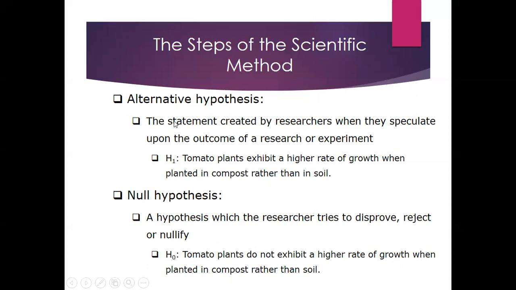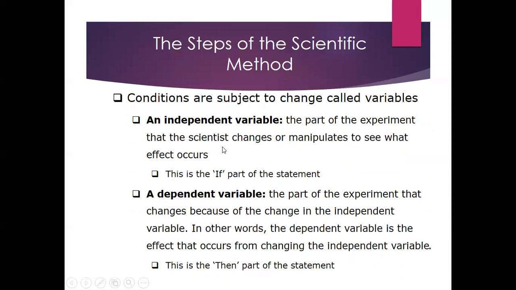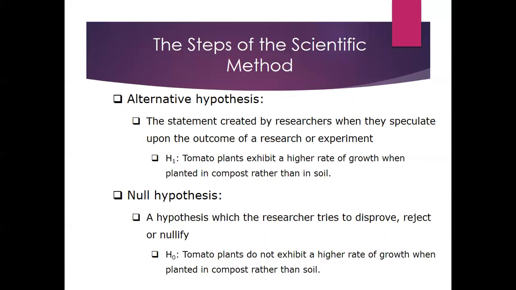Whereas the alternative hypothesis is a statement created by the researchers when they speculate upon the outcome of the research. So this is what they expect the outcome to be.